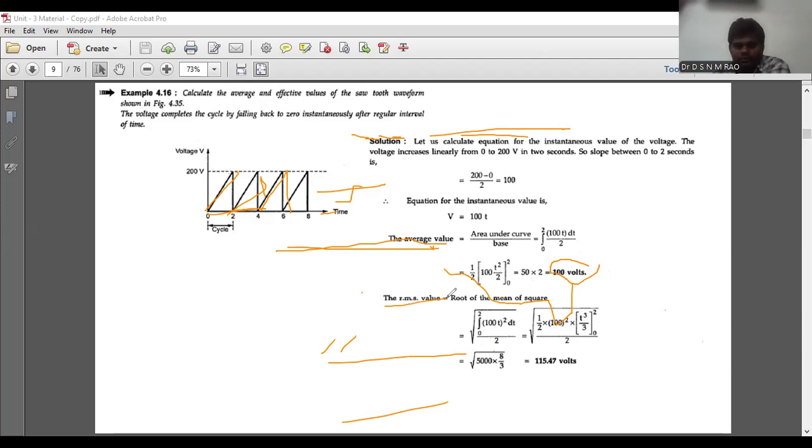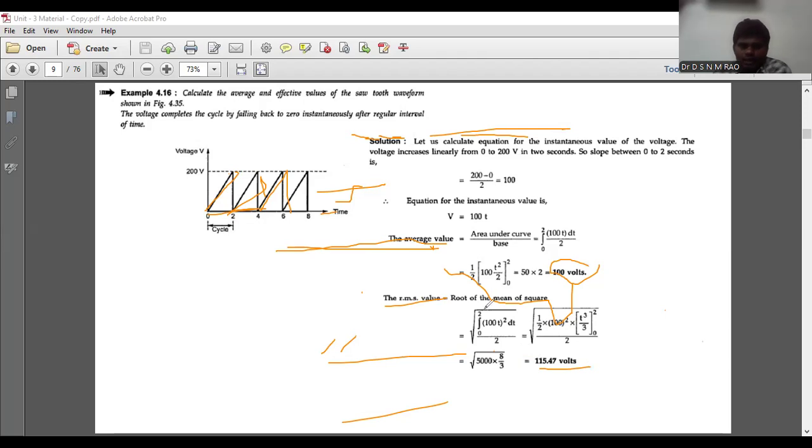Similarly, the RMS value of the given signal is the root mean square. So square root of integral 0 to 2 of (100 t) whole square into dt divided by base length 2. So square root of 1 by 2 into 100 square into t cube by 3 with limits 0 to 2. Next we can simplify this equation: square root of 5000 into (8 minus 0) by 3. So finally the RMS value equals 81.65 volts.